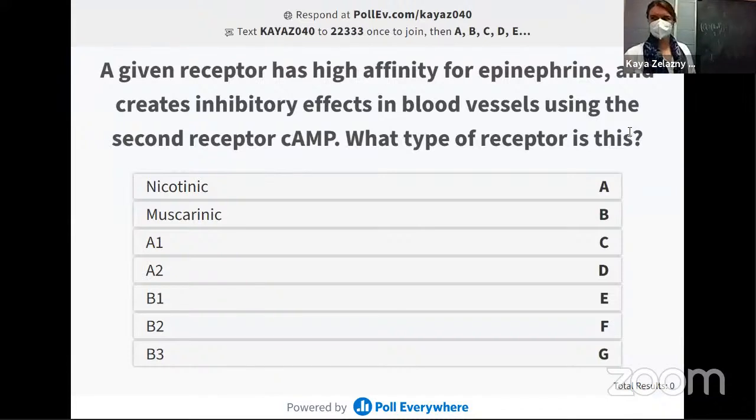So, quick question. I think you have a table in your slides, so you could compare the table as you're answering this question. Thinking about a receptor that has high affinity for epinephrine, creates an inhibitory effect in some blood vessels using cyclic AMP, what type of receptor would this be?